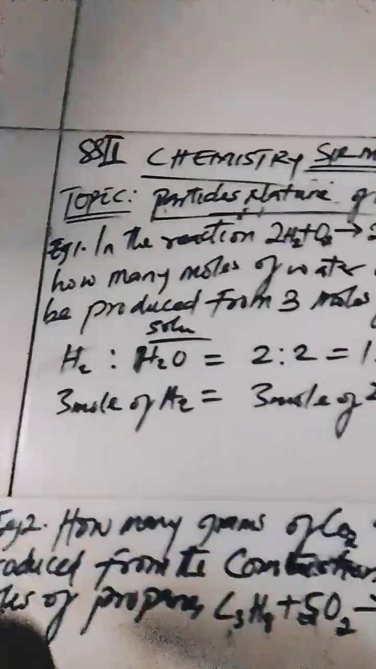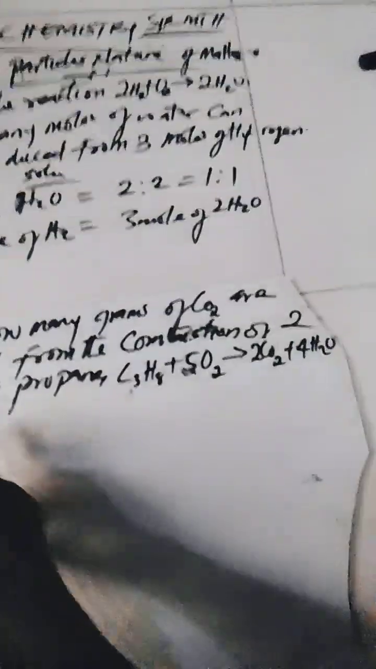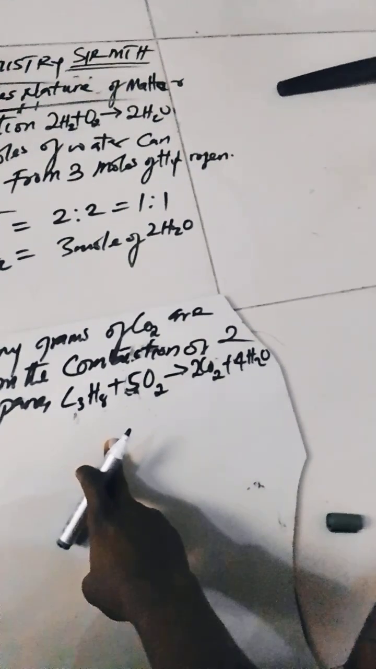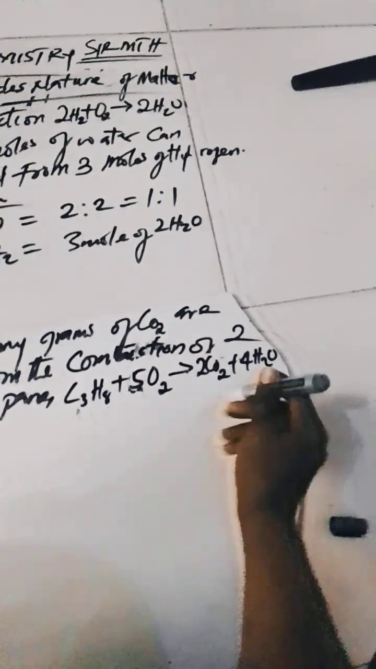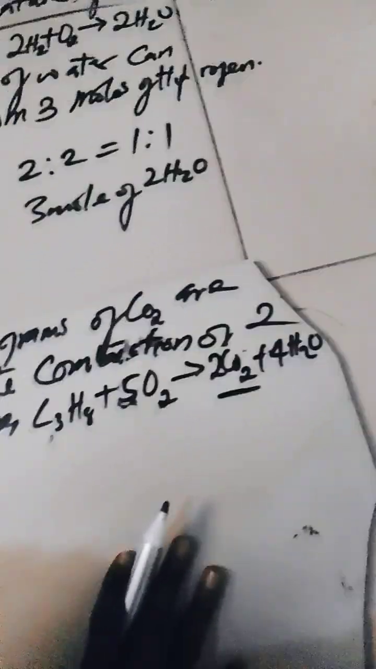Now let's see another question regarding this. Let's assume that how many grams of carbon dioxide are produced from the combustion of 2 moles of propane. Now this is carbon dioxide here. So they ask how many moles of carbon dioxide are produced in this combustion.